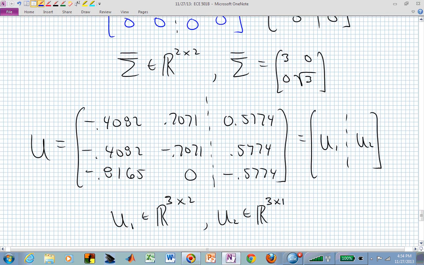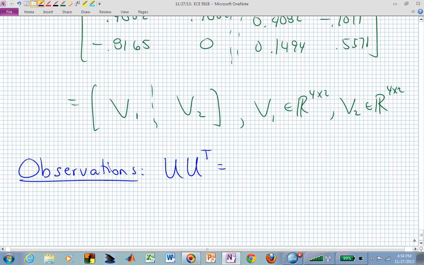And if I take the inner product of this, 0.408, 0.408, 0.816 with itself, what should I get if that vector is orthonormal? 1. What if I take the inner product of this first column with the second column? 0. This guy, first column with the third column? 0. Second column with itself? 1. Third column with itself? 1. So now, what does this give me? The identity matrix.